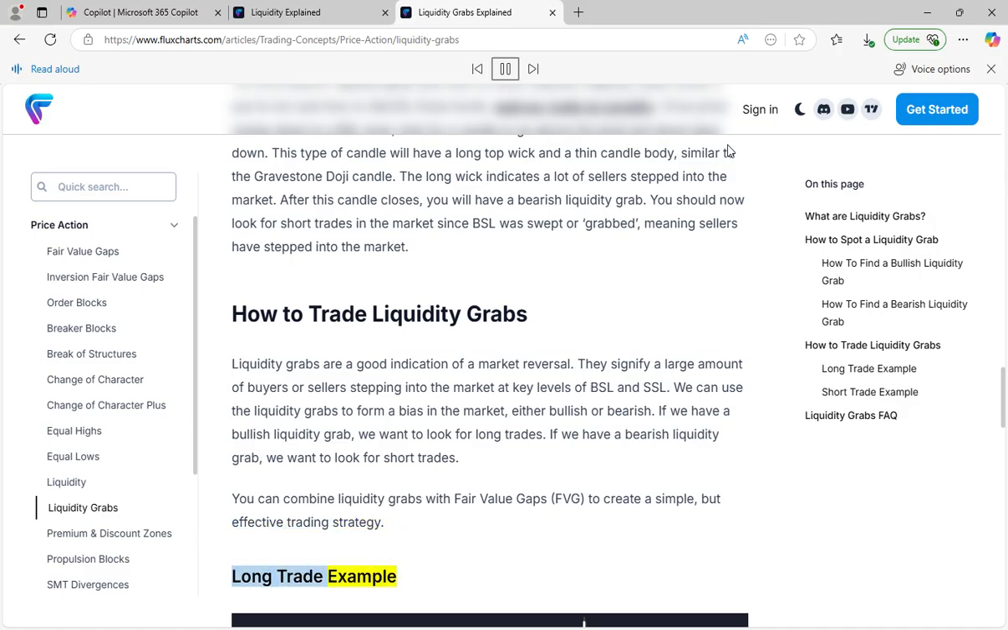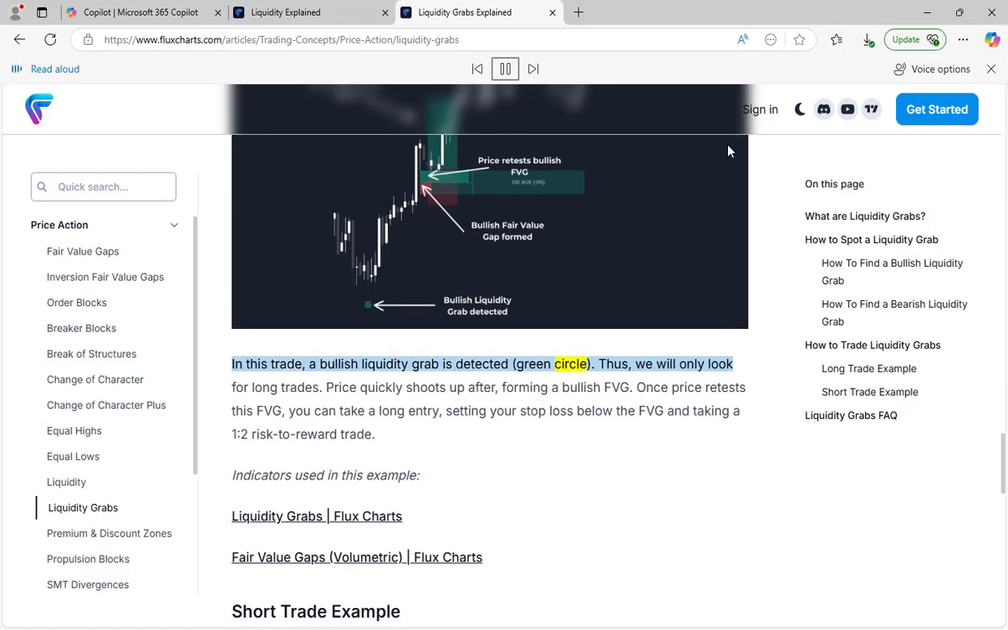Long trade example. In this trade, a bullish liquidity grab is detected, green circle. Thus, we will only look for long trades. Price quickly shoots up after, forming a bullish FVG. Once price retests this FVG, you can take a long entry, setting your stop loss below the FVG and taking a 1:2 risk-to-reward trade. Indicators used in this example: Liquidity Grabs Flux Charts, Fair Value Gaps Volumetric Flux Charts.